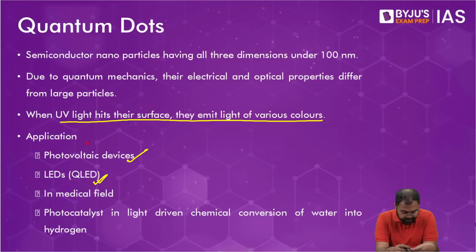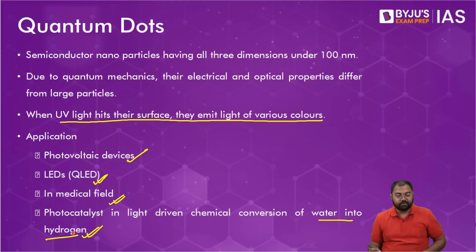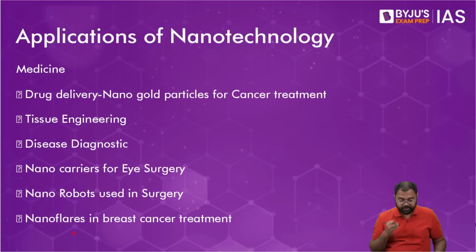In the medical field also they'll be useful. We'll discuss that a little later. They can also be used as photocatalyst in light-driven chemical conversion of water into hydrogen. So there also quantum dots can be used. So when it comes to all these quantum dots or graphene or carbon nanotubes, there are various different application areas where they become useful.